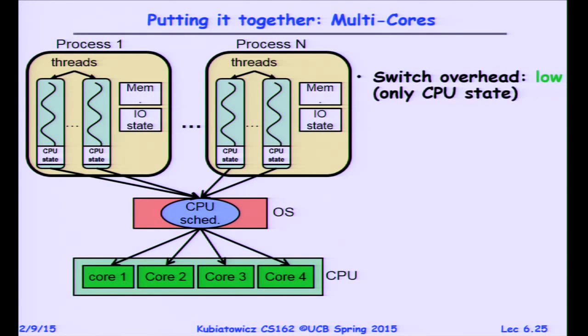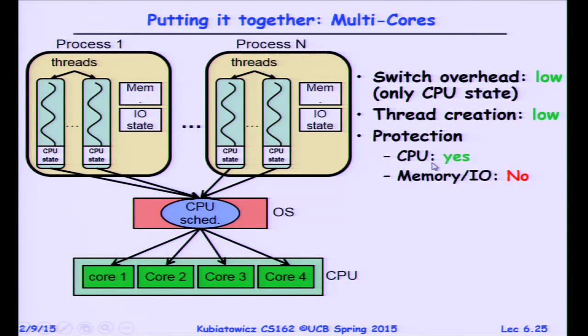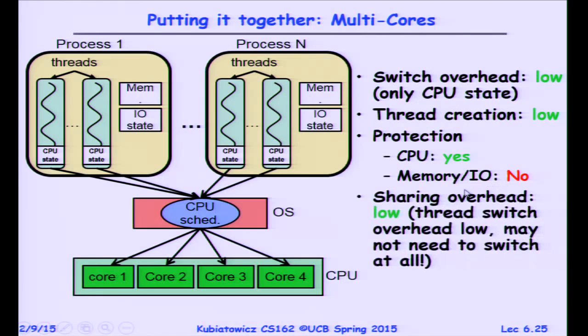Okay, so putting this all together, suppose we have multiple cores with multiple multi-threaded processes. Now the switching overhead is really low because maybe they're actually running in parallel and you don't even have to switch them. Creation may be low because we're just starting up another CPU. Protection between the CPUs, yes. Thread protection, no. Sharing overhead is really low, and in fact, you could probably write on one CPU and read on the other one without ever having any context switching involved, so that can be very fast. And we might have 4 threads at a time on a 4-core processor.